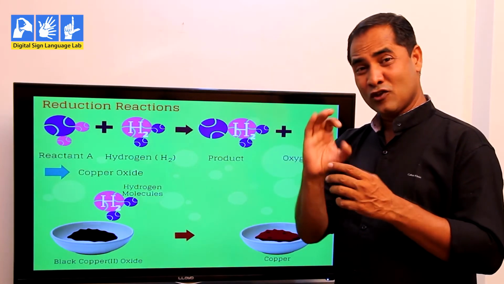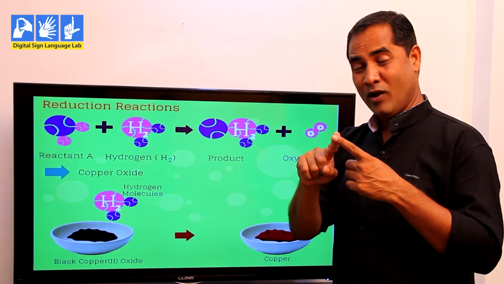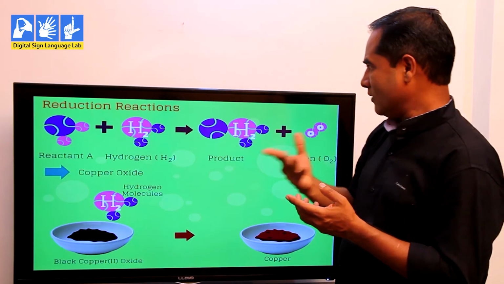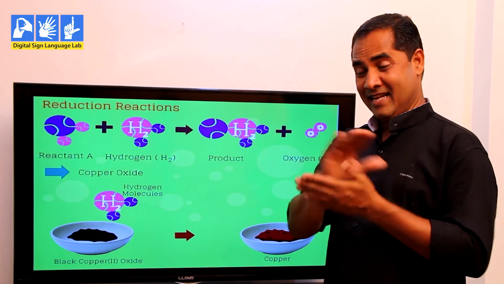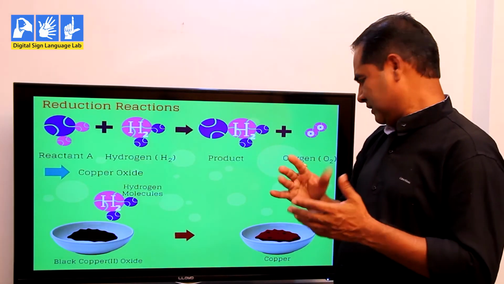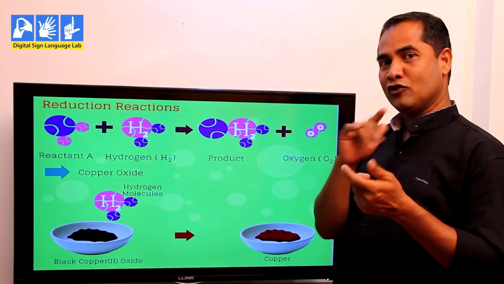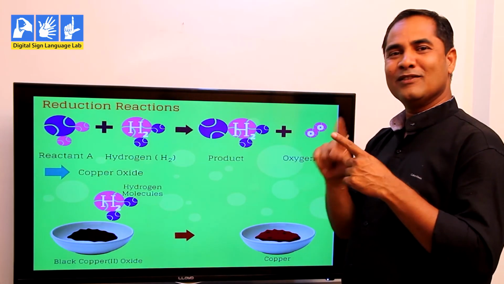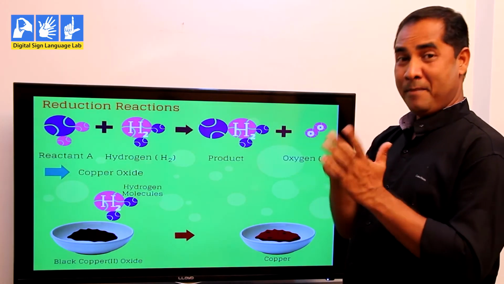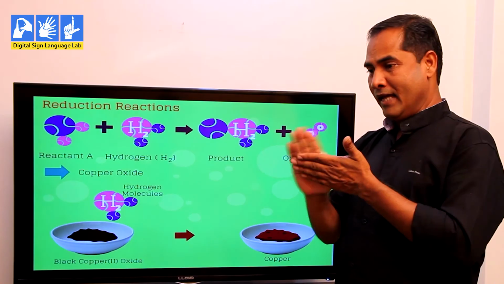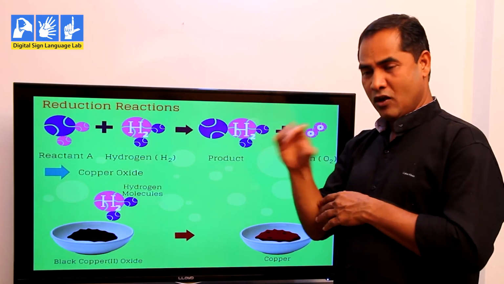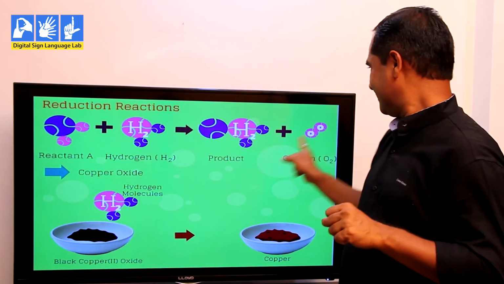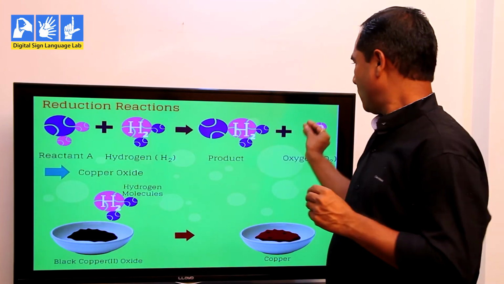Before, you saw the formation of black copper oxide when we heated copper in the presence of oxygen. Now if we add hydrogen to this, the color would change to the original color of the copper. The oxygen would be removed. So in oxidation reaction, oxygen is added, and in reduction reaction, oxygen is removed. That's why these two are opposite reactions.